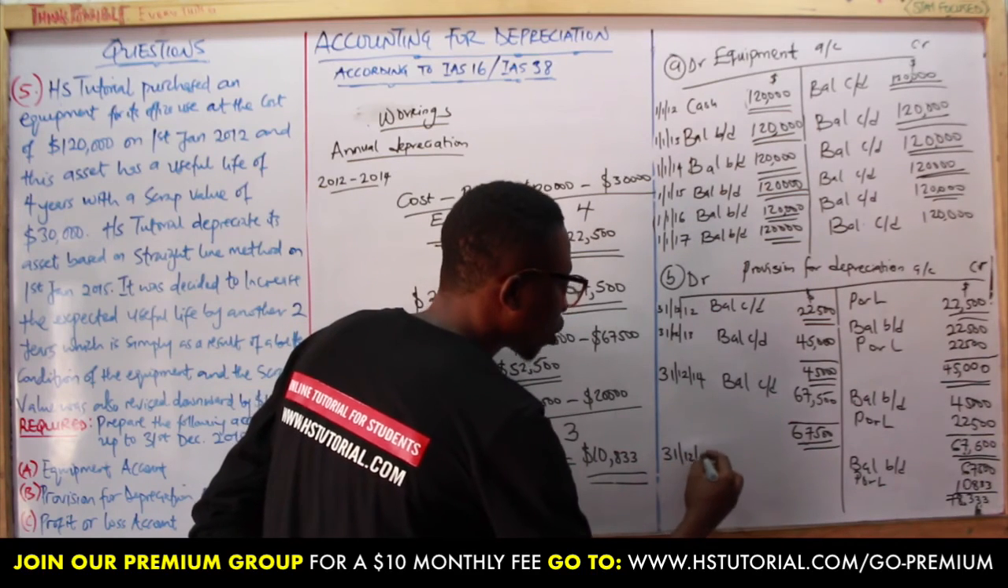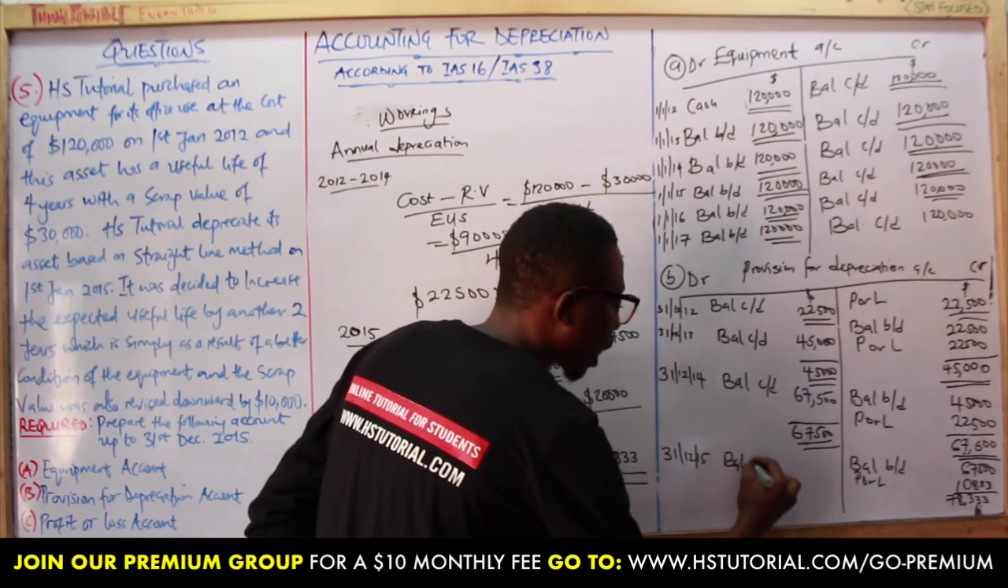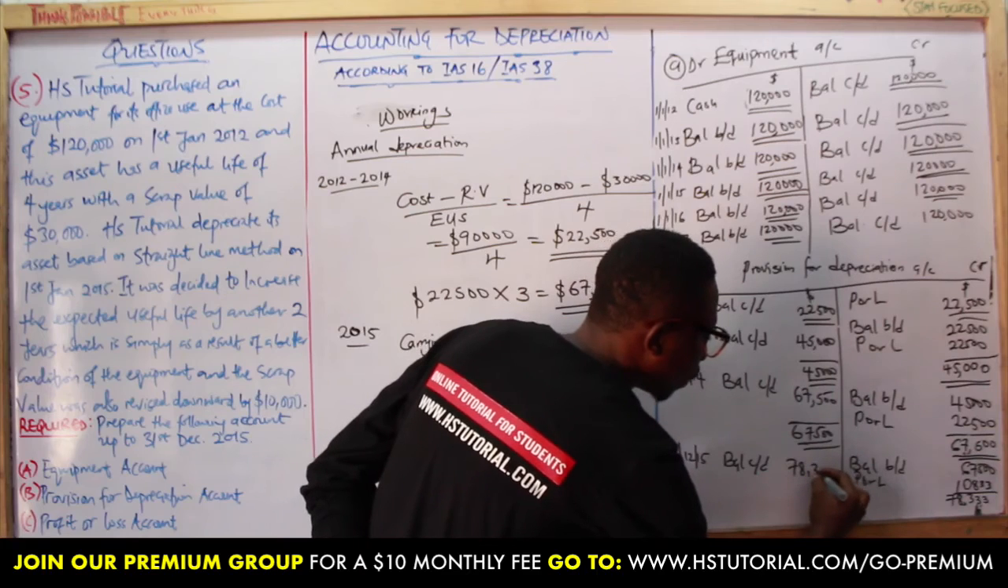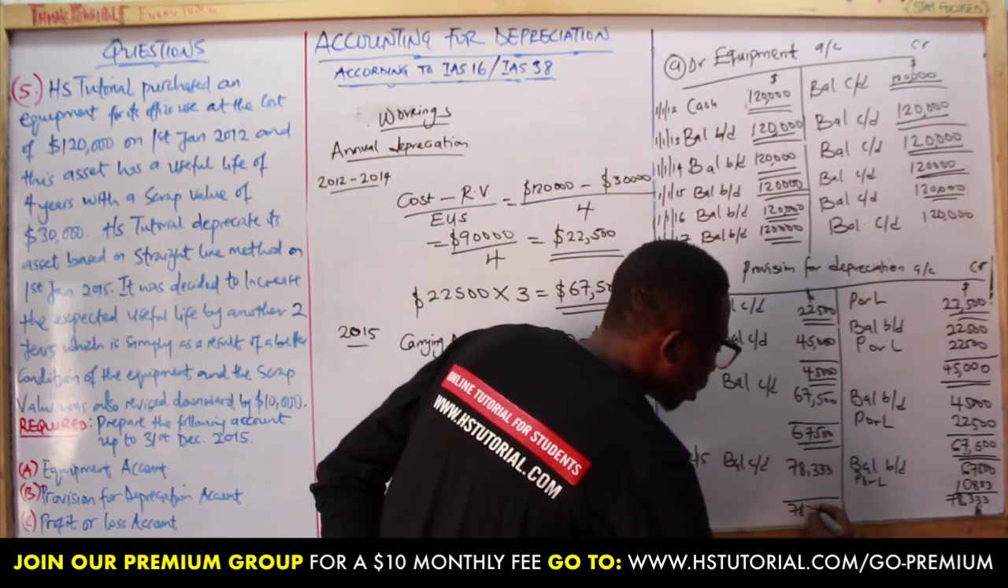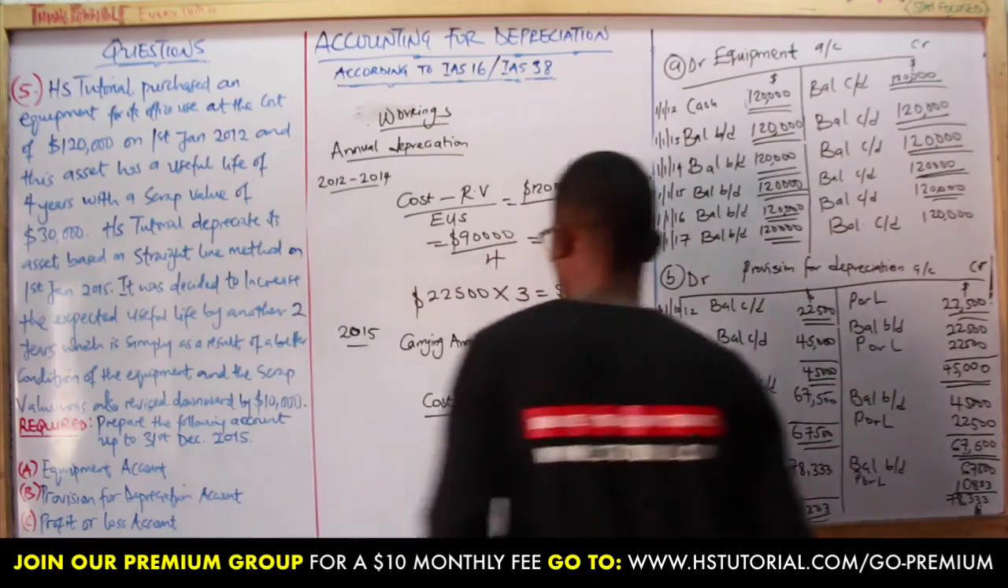So the balance carried down at the end of the 4th year now will be what? 31st 12 2015. So that will be balance carried down. The balance carried down will have to be 78,333. So now we can now record in the P or L account.